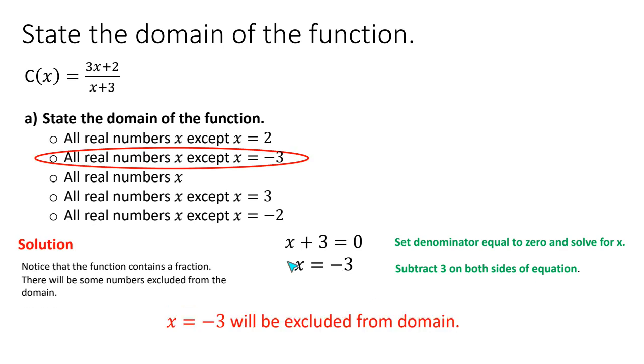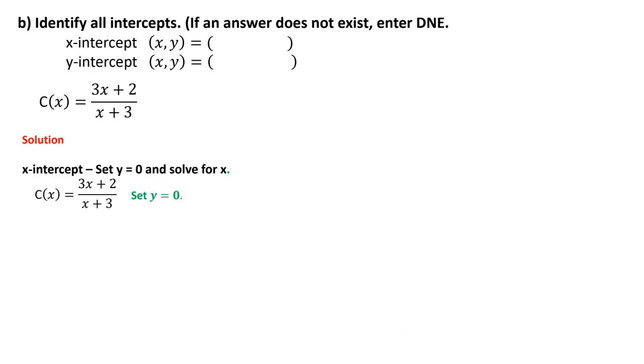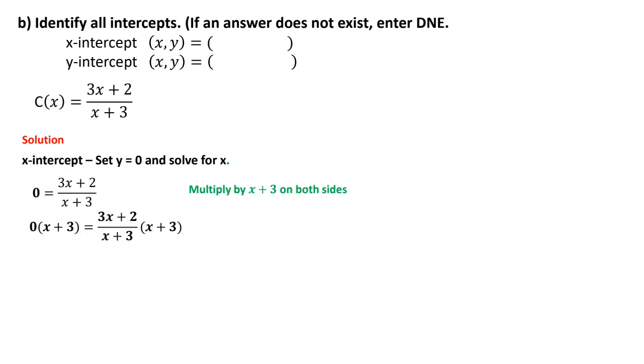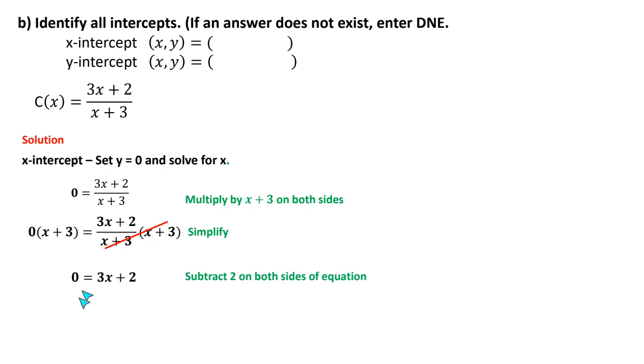So that's the second option here. And let's go on to step B, find the x-intercept. We're going to set y equal to 0, which is right here. And then we're going to multiply by x plus 3 on both sides. And when I do that, on the left side, I get 0. On this side, the x plus 3 will become 1, or they cancel out. So we get 0 is equal to 3x plus 2, subtract 2, and divide by 3. So my x-intercept is x equals negative 2/3.